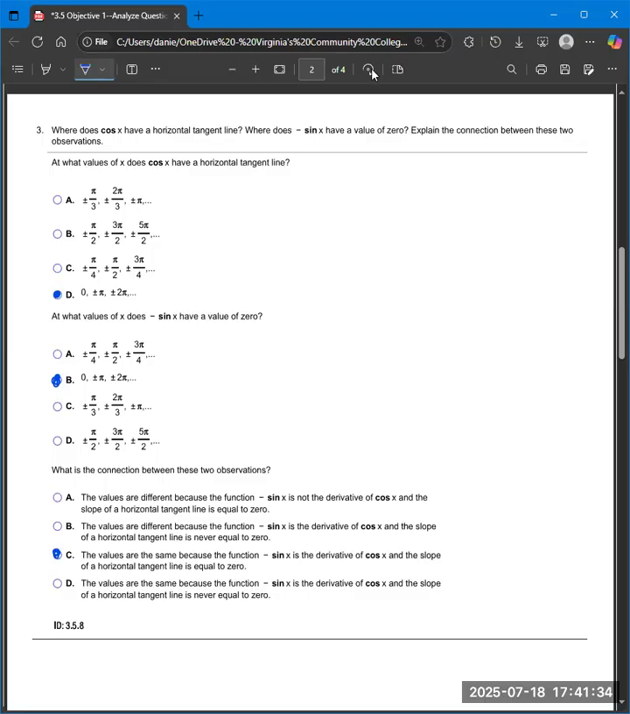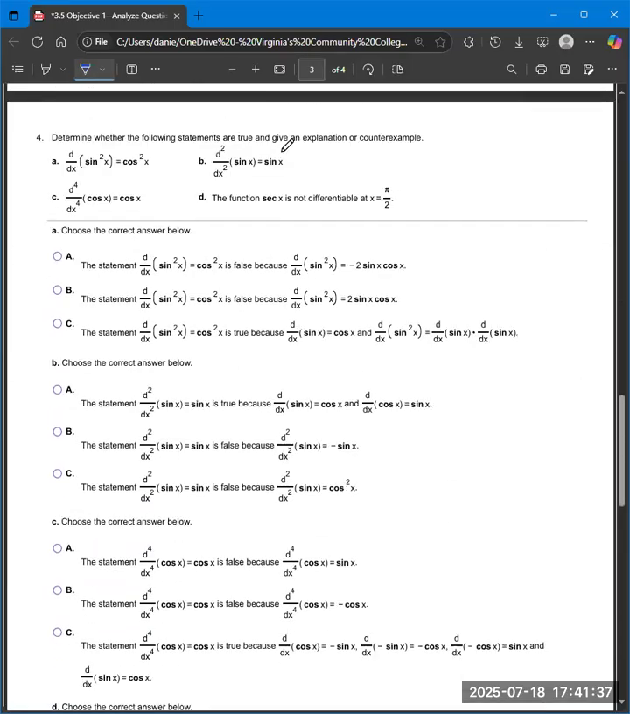So let's see. And then determine whether the following statements are true and give an explanation or counterexample. Is the derivative of sine squared x equal to cosine squared x? No, it is not, because the derivative of sine squared x is 2 sine x cosine x, and we use the chain rule. So that is B, which would be sine 2x is what that would reduce down to.